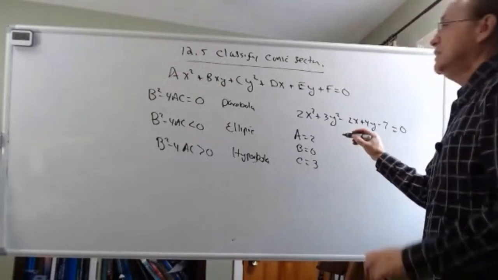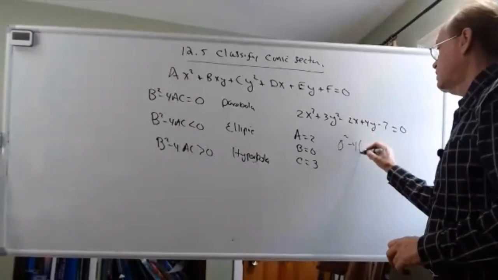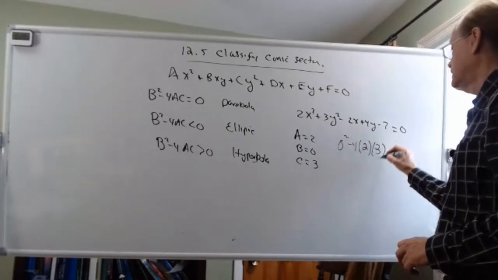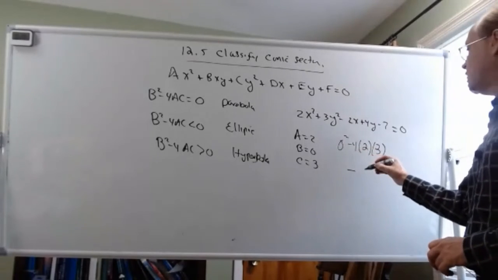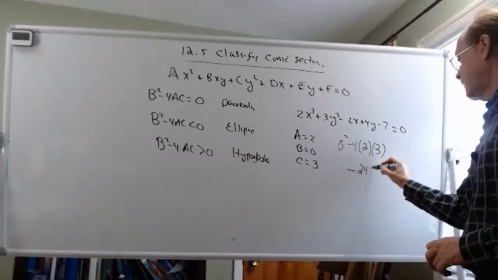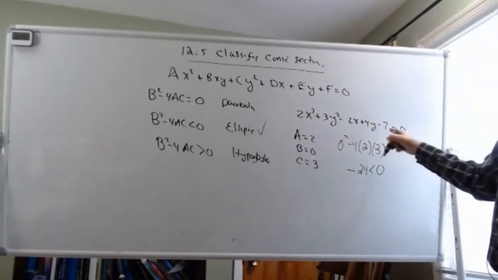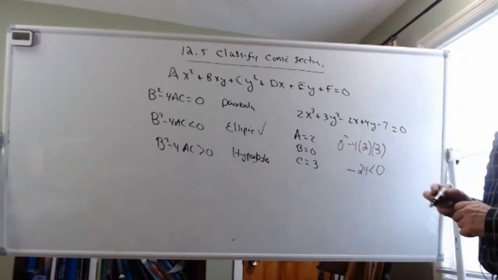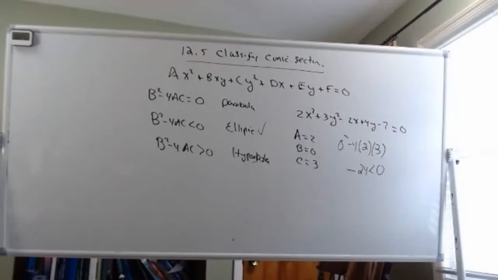So I end up with B squared, so I get 0 squared minus 4 times 2 times 3. So I end up with a negative 24. It's less than 0, so this would yield an ellipse if I was to sketch that and work that out. That would give me an ellipse. That's all it means. Let's take a look at another one over here. Just a couple examples, 2 examples.